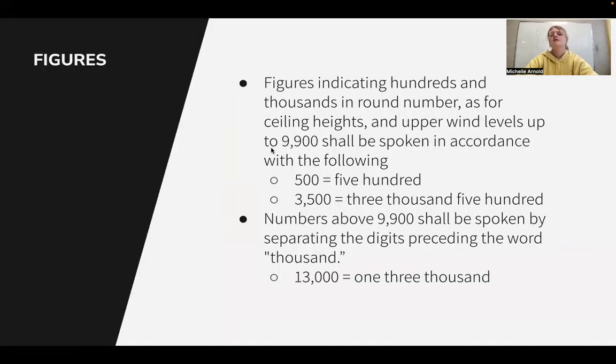All right, figures indicating hundreds and thousands in round number, as for ceiling heights and upper wind levels up to 9,900, should be spoken with the following. So 500, you want to use 500, but through 3,500, you would instead say 3,500. And then above 9,900, you want to separate the digits, so instead of saying 13,000, you would say 13,000.